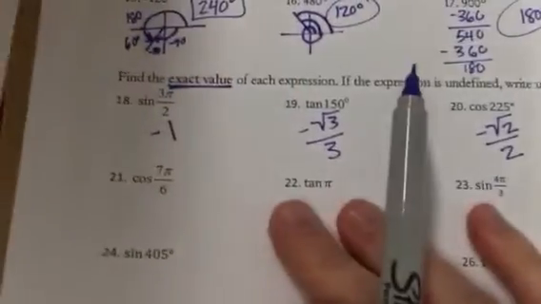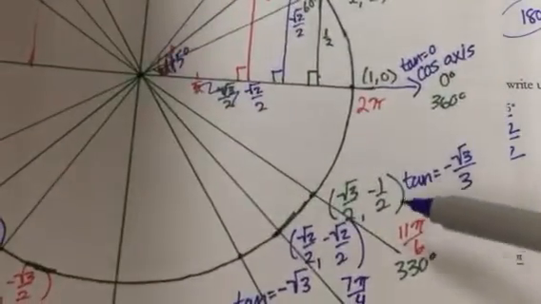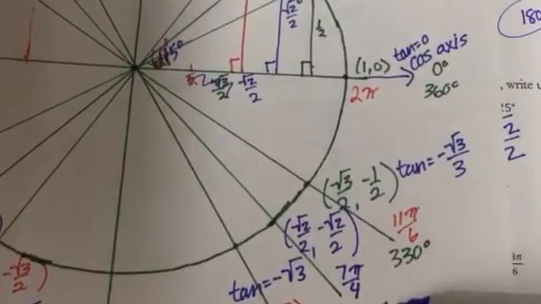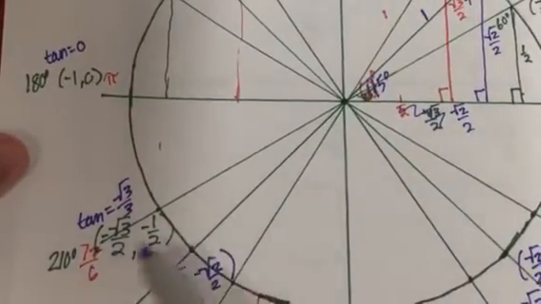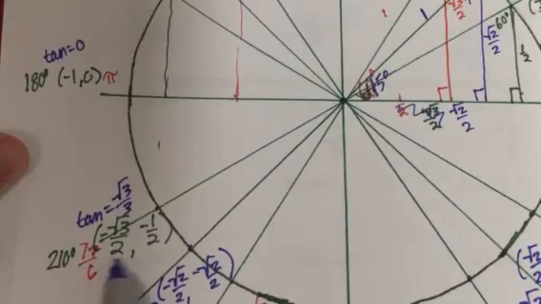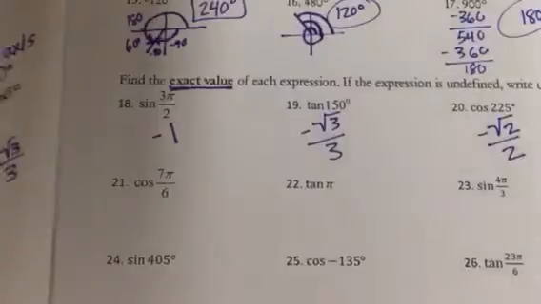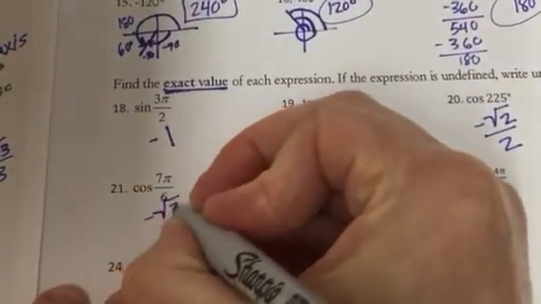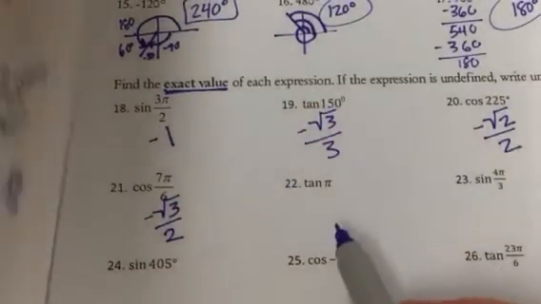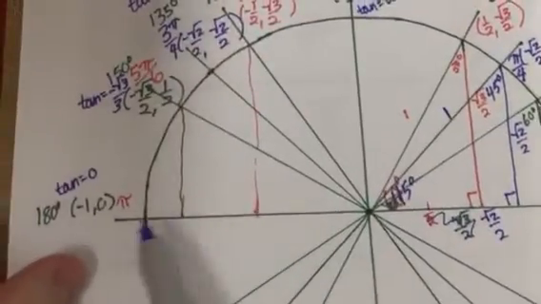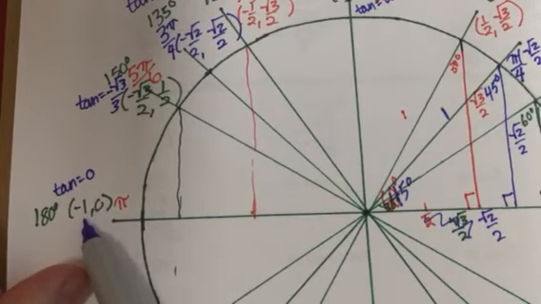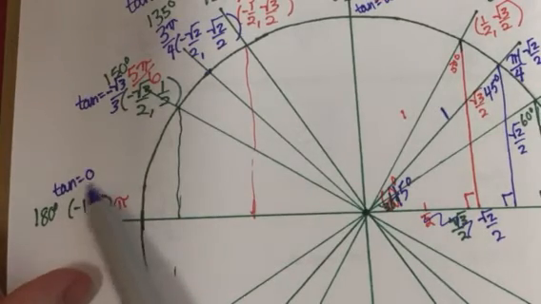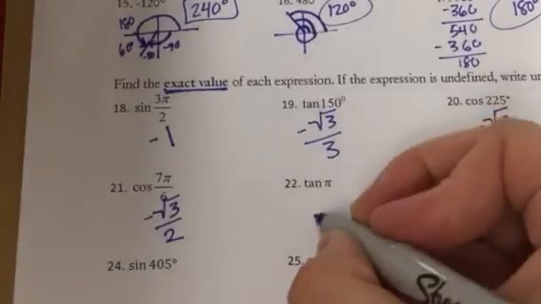7 pi 6, cosine of 7 pi 6 is what we're finding next. So on my unit circle, I'm looking for 7 pi 6. Here it is. The cosine at that term is -√3/2, the first number listed. So -√3/2. Tangent at pi. Here's pi. Tangent is taking sine divided by cosine, 0 divided by -1, so tangent is just 0 here.